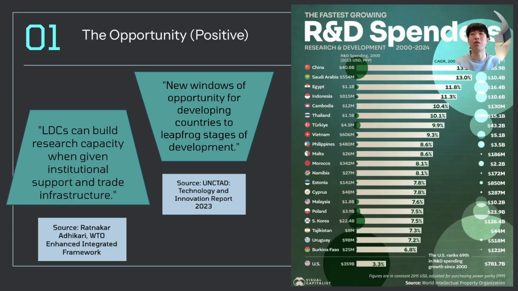Open source frameworks like PyTorch, arXiv, and generative AI have collapsed the cost of publishing research down to simply an internet connection, which has enabled these developing countries to build R&D momentum. As the chart shows, Cambodia at 10.4% and Burkina Faso at 6.8% rank among the world's fastest growing R&D investors. And also, digital frameworks like the World Trade Organization's Enhanced Integrated Framework use online trade facilitation platforms to connect that research directly to global markets, bypassing the intermediaries that have historically captured most of the commercial value and allowed these LDCs to leapfrog stages of development.